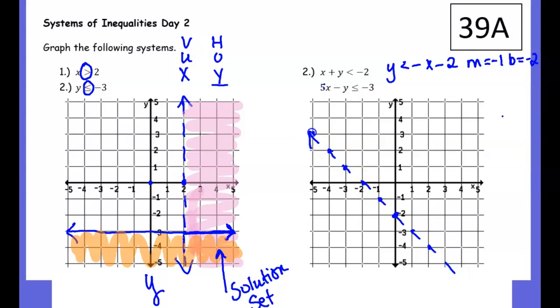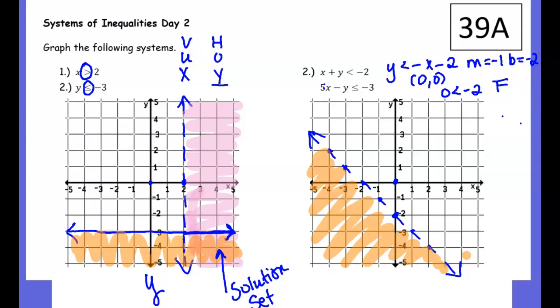Then I'm going to decide which side to shade. So I pick a point. Most of the time I pick 0, 0, just because it's a little bit easier. When I plug in the values 0, 0 for my x and my y, I get 0 is less than -2. Well, that's a false statement because 0 is actually greater than -2. Therefore, I want to shade not the side that has 0, 0, but the other side. So I shade that other side, and it looks like this.